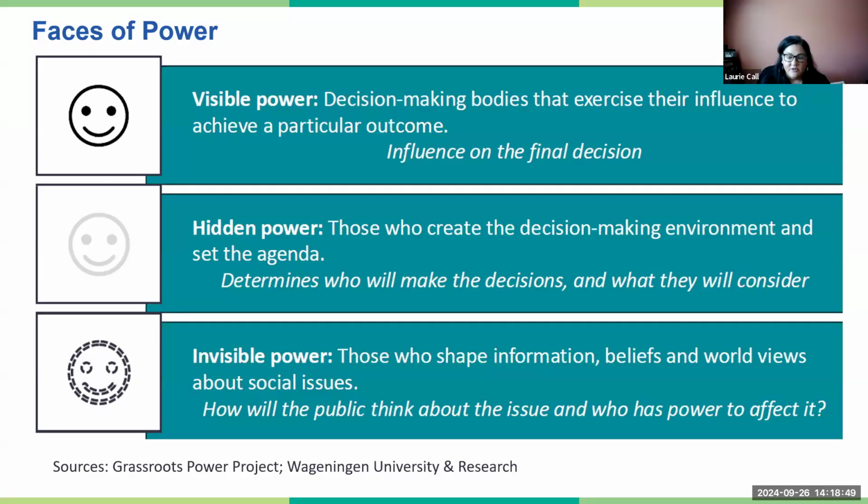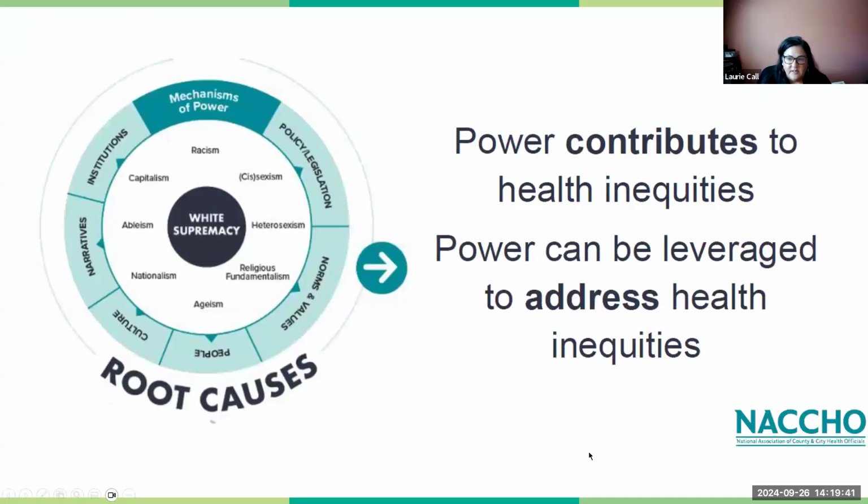And then we have invisible power. Those who shape the way we think about things: the information, the beliefs, the worldviews, social views on issues. If you think about an issue like COVID and vaccinations, there were people in visible power who were saying what the mandates and requirements were. There were people in hidden power who were creating that environment, setting the agenda of what that would be, and informing that decision. And there was invisible power, that sort of undercurrent. We saw that a lot in the media and social media, influencing decisions and providing information to people that shaped their beliefs and their views about that. So how will the public think about the issue, and who has the power to affect what the public thinks about it? Think about those faces of power as we go through this next quick activity.